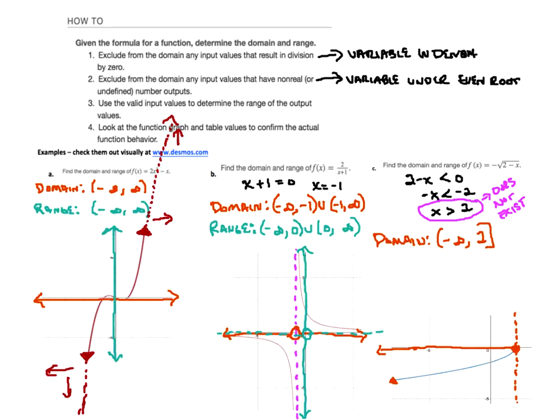My range, you can see it's never going to go above the x-axis there. And it's going down, down, down, down, down. So it's going to come up from negative infinity, and it's going to stop and not exist past 0 in the y values. So my range comes up from negative infinity, and it goes to 0 inclusive.